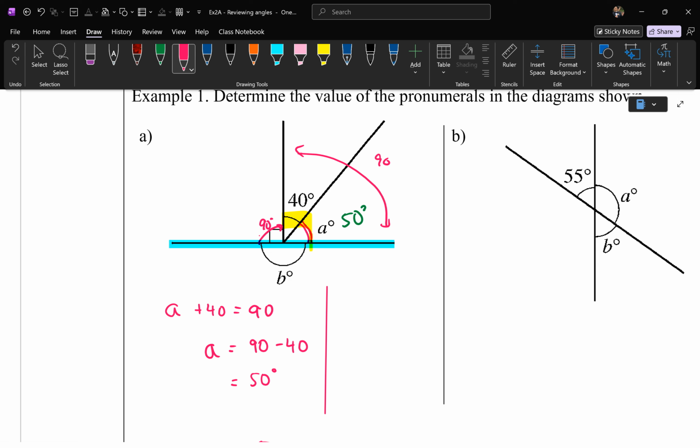Okay? And then part B, we've got A, we found it was 50, and B must be what? Can I please have, let's go with Elijah. What's B equal to? So in this one, B degrees, what would this have to be? Good, and what is your reasoning?